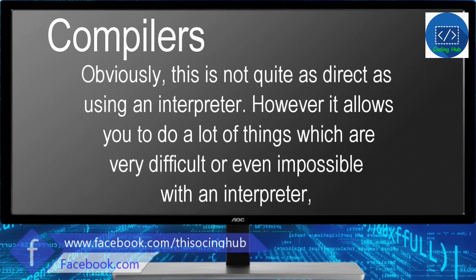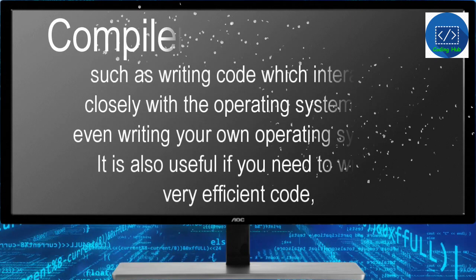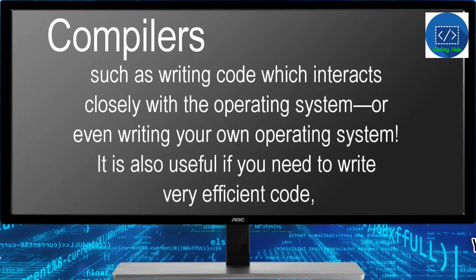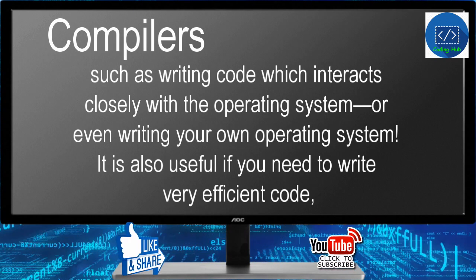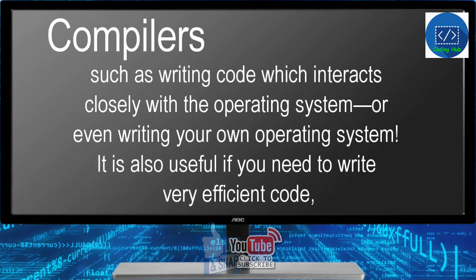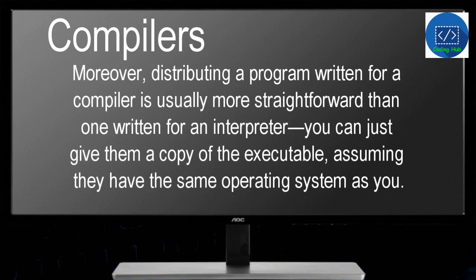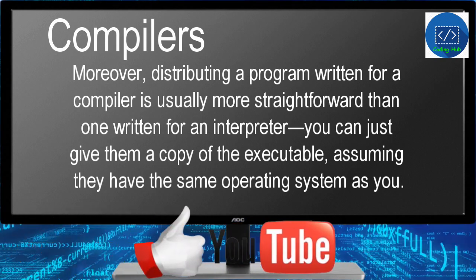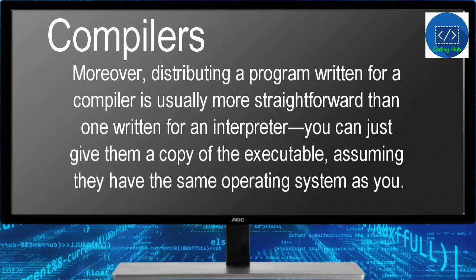Obviously, this is not quite as direct as using an interpreter. However, it allows you to do a lot of things which are very difficult or even impossible with an interpreter, such as writing code which interacts closely with the operating system, or even writing your own operating system. It is also useful if you need to write very efficient code. Moreover, distributing a program written for a compiler is usually more straightforward than one written for an interpreter. You can just give them a copy of the executable, assuming they have the same operating system as you.